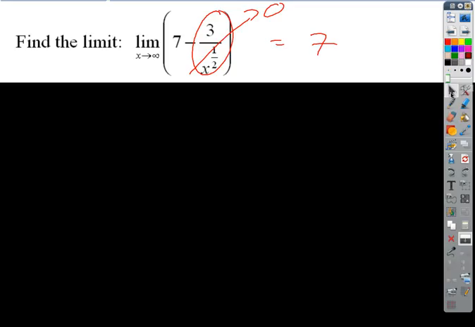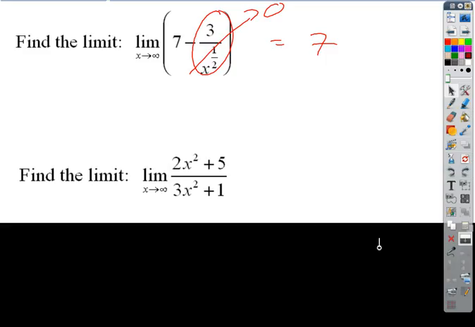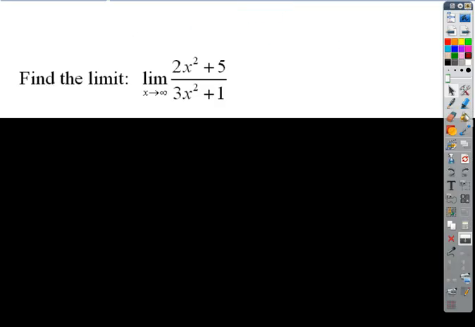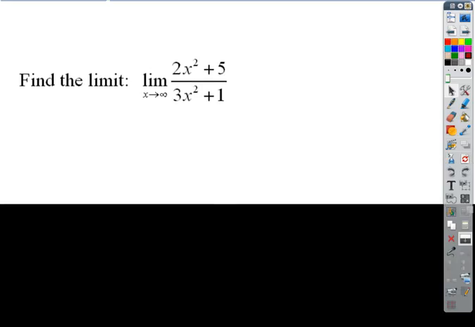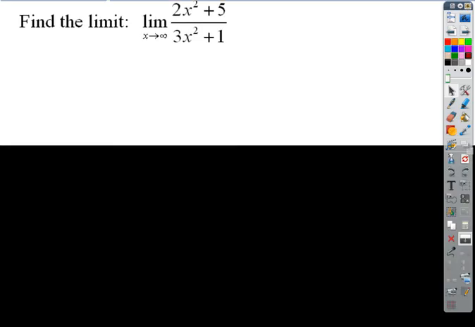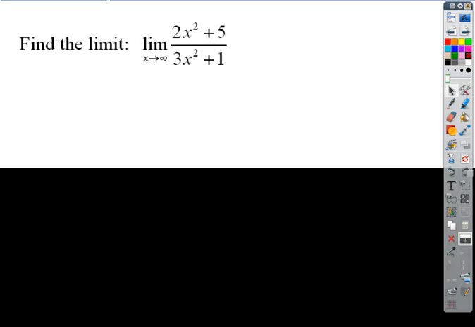But the reason I review that is because now we have to deal with a rational function, something like that. Okay, so what do we do with this? If we want to find this limit, we're going to look at 3 examples, and then I want you to come up with a general rule for how we deal with these 3 kinds of examples.